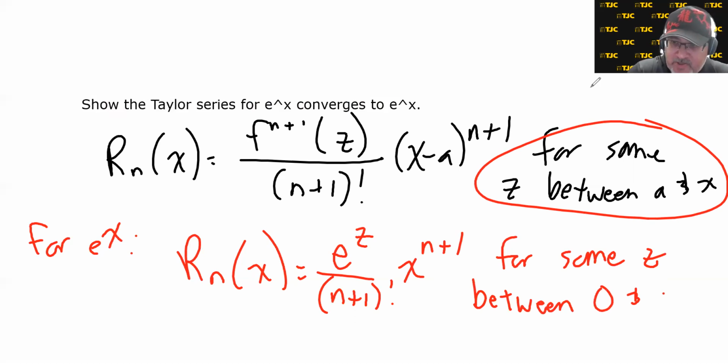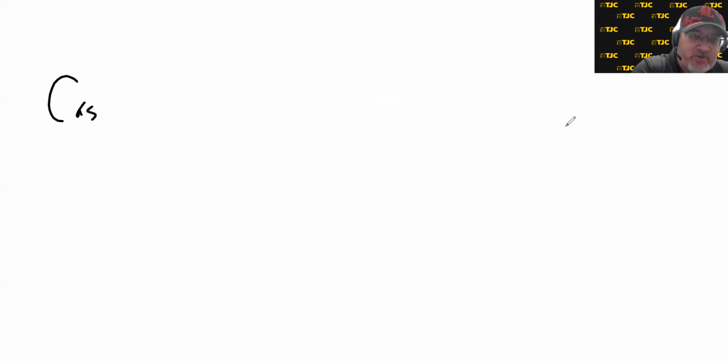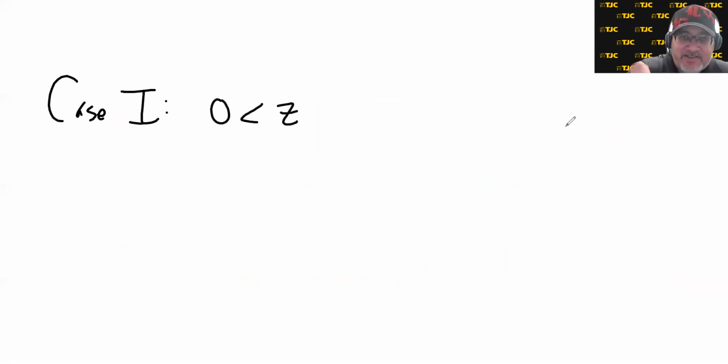Problem is, we don't know if x is positive or negative, so we don't know if z is less than x or z is greater than x. So we're going to look at one case. We're going to look at the case where 0 is less than z is less than x. In other words, our x is positive, and the z that gives us the remainder is between 0 and x.